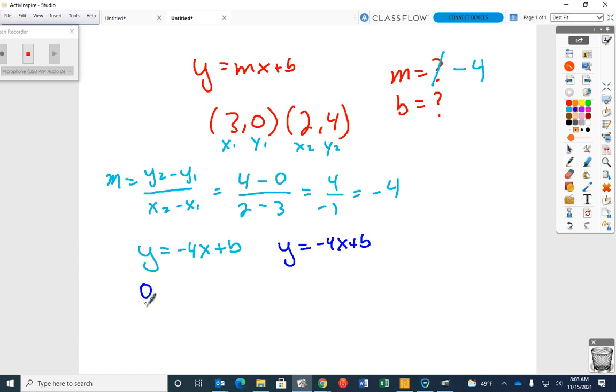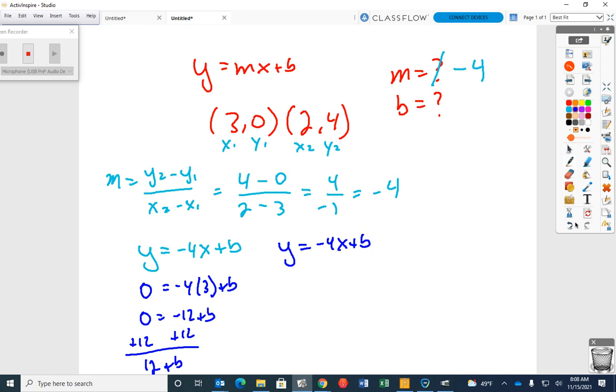Why did I put a 0 here? Because that represents what? Represents my what value? Y. Okay? Equals -4. What am I going to put in place of the x? 3. Plus b. Okay? 0 equals, what's -4 times 3? -12 plus b. Plus 12, plus 12. What equals b?